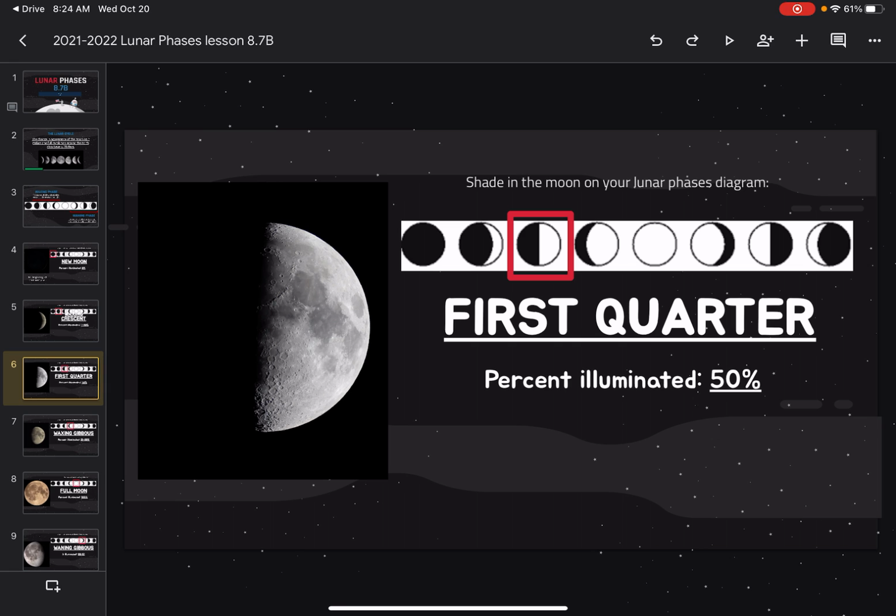Then you have the first quarter. So this is or a half moon. This is where half of the moon is illuminated. So 50% of the moon is illuminated, and the light is still on the right. So it's a first quarter. It is a quarter through the entire lunar cycle.